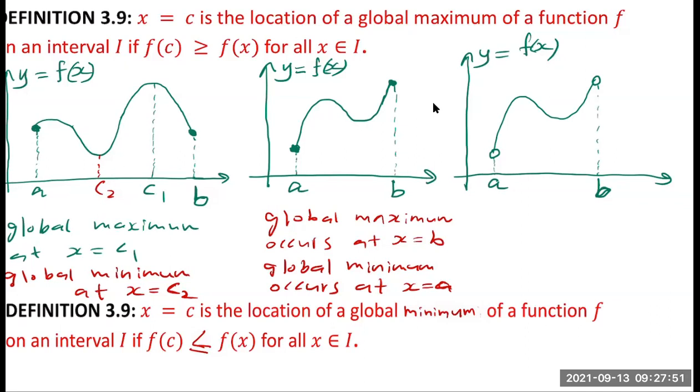As you can see here, you don't have a global maximum. If you want a global maximum, the only potential candidate is B. The location of the global maximum is B because this is the highest y value, right? But you don't have a y value because your function is not defined at x is equal to B. So in this case, there is no global maximum. The location is x is equal to B, but x is equal to B is not in the domain of your function.